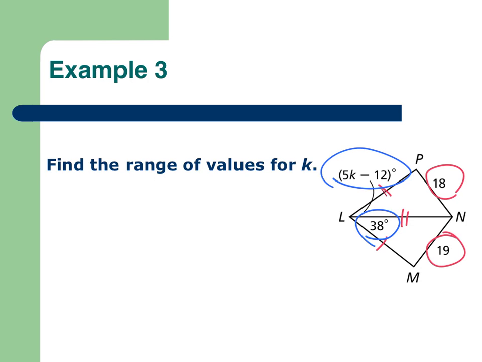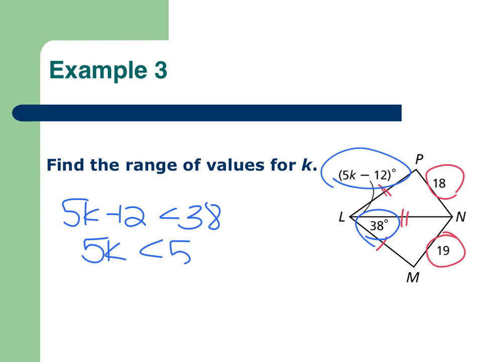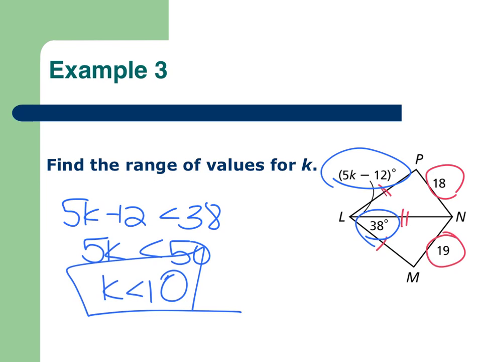It has to be less than 38. So 5K minus 12 has to be less than 38. And then solve it like an inequality. So I'd add the 12 and divide by 5. And that's what it means by range. You're not saying what exactly it is, but you're saying it has to be less than it.